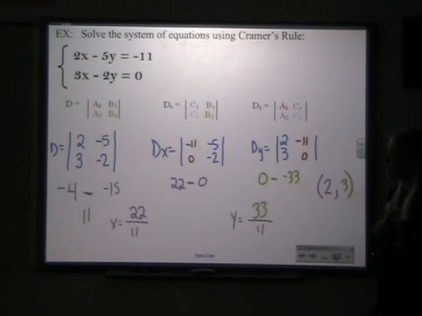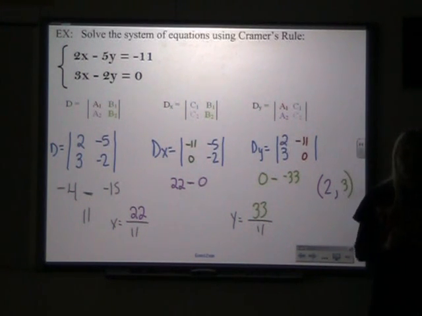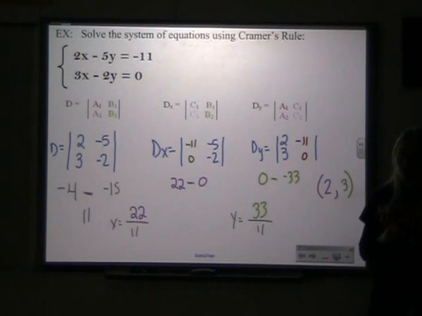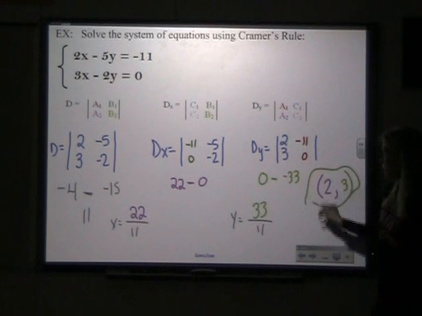Okay, and if I check that, I'm going to check the top one. 4, 2 times 2, minus 15, 3 times 5. So 4 minus 15 does equal -11. Okay, and 6 minus 6 does equal 0. So that does work. There's my answer.